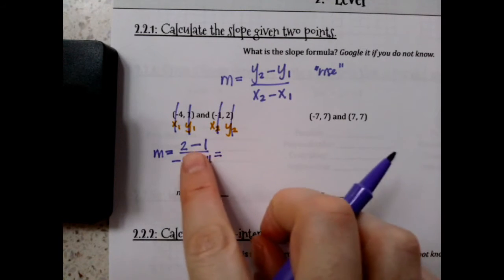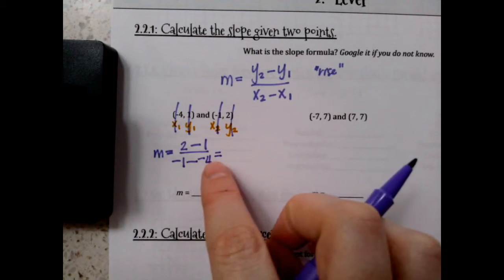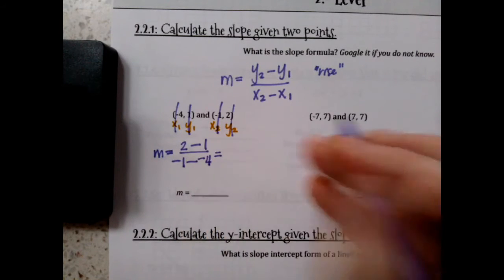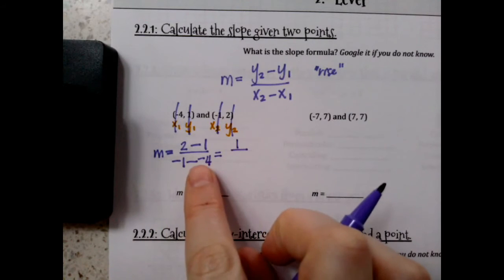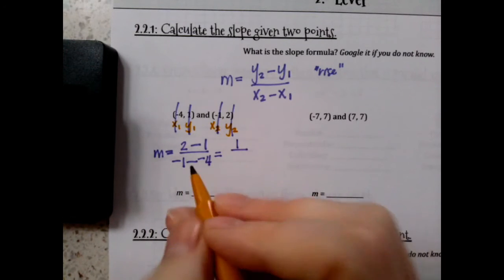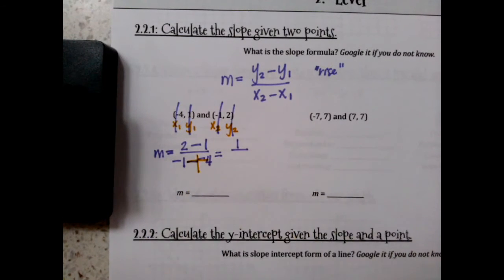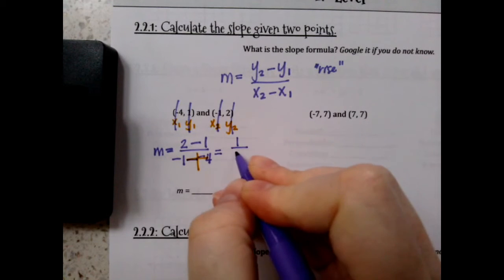So now I can simplify the top and then simplify the bottom separately. So 2 minus 1 is 1. And negative 1 minus negative 4 is the same thing as negative 1 plus 4. And negative 1 plus 4 is 3.